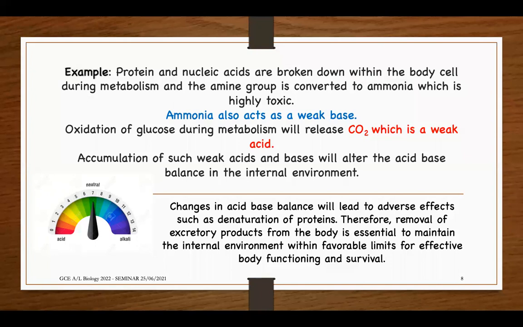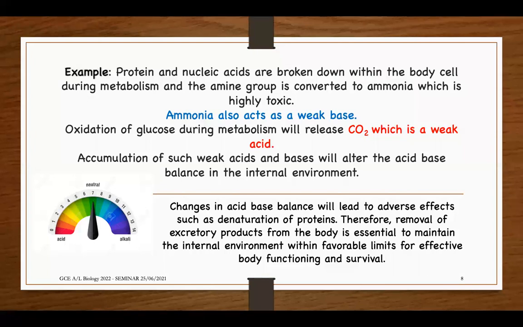The amine group is converted to ammonia. Ammonia is a weak base and might be highly toxic if it is not within the levels. Anything that is above the levels will be highly toxic, children. So ammonia will be a weak base.